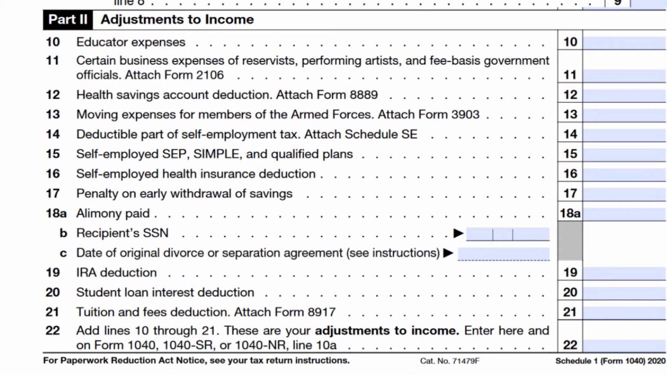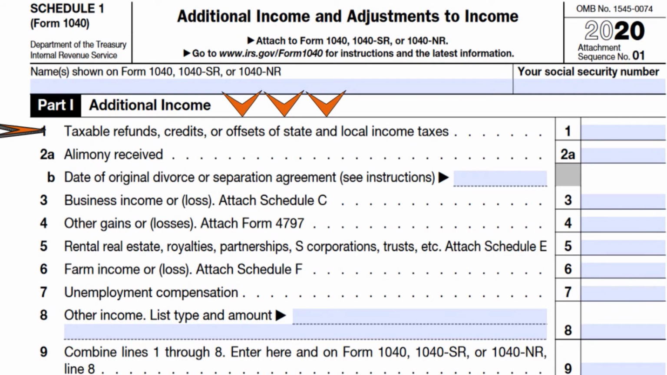All right, you can see on the screen here, folks. Line 1, you're writing the amount you earned from a tax refund, tax credit, or other offset for state and local income taxes. And the thing here is that if you have this type of income, you probably received a 1099-G. And line 2 has two parts. Line 2A is for alimony or separate maintenance payments that you received in 2020 or earlier. On line 2B, you write the date that you entered into the payment agreement. And line 3 is where you write any business income or loss that you had during the year.